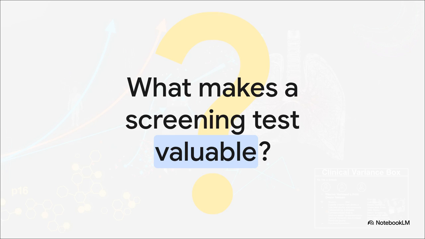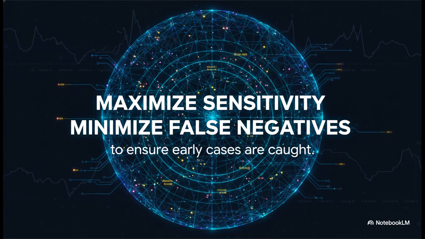Well, you need a test that casts the widest net possible. The absolute priority for any screening tool is high sensitivity. We have to minimize false negatives. This ensures that early occult cases are not missed, even if it means we have to accept a few false positives along the way. We want to catch absolutely everyone who might have the disease.